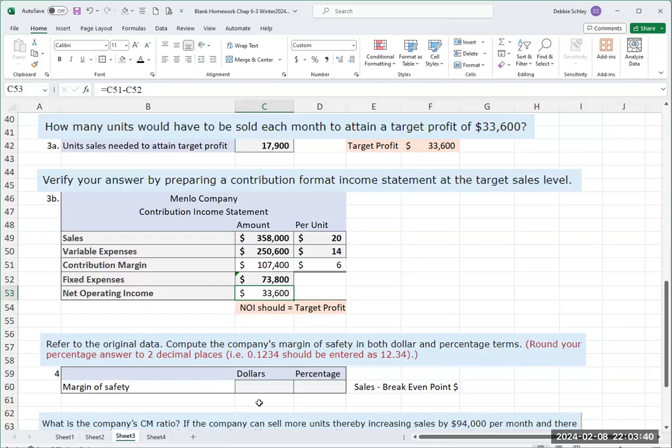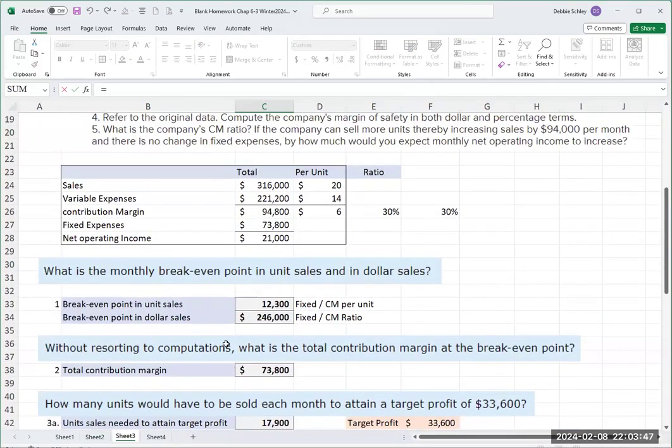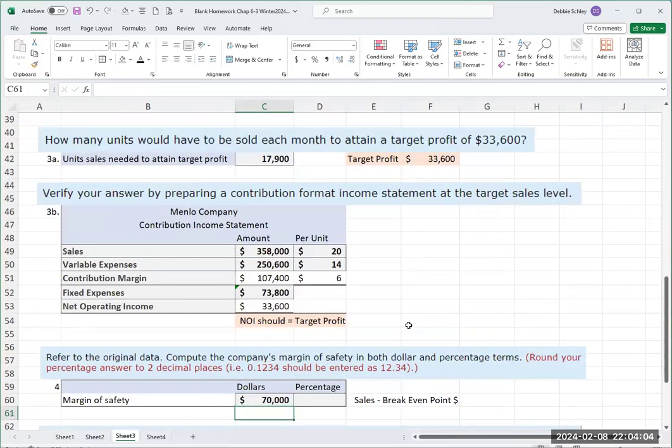Okay, so my margin of safety in dollars is simply equals my original sales that they gave me, right? And minus the break-even point in dollar sales. That was the second part of required one. Because that's your margin of safety, how much above your break-even point in dollars is your total sales.